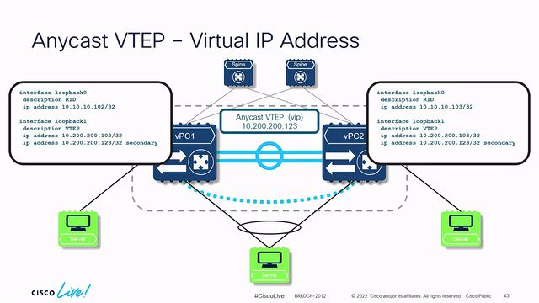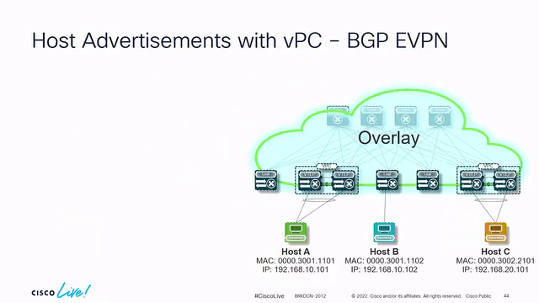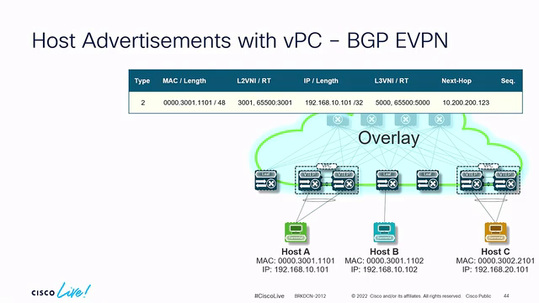I'll show you why we configure this and how this IP address is used. So in short, this is what's going on. However, let's look at how hosts are advertised inside of the VPC domain. In this case, we have a host A, which let's say has sent an ARP request to our leaf, or VTEP, on the left in the VPC domain. And that leaf has advertised this host using type 2 routes.